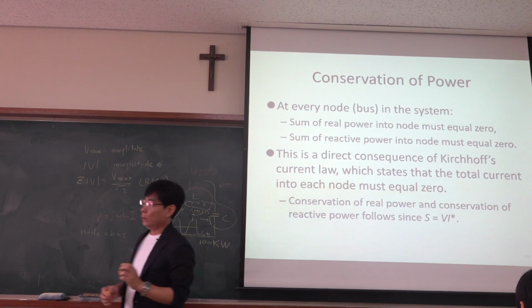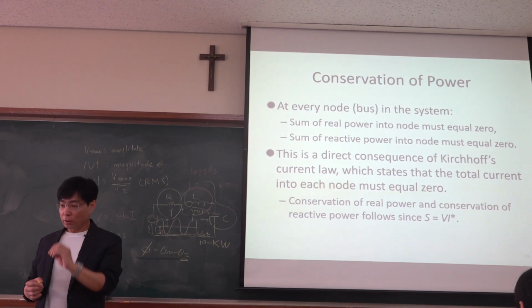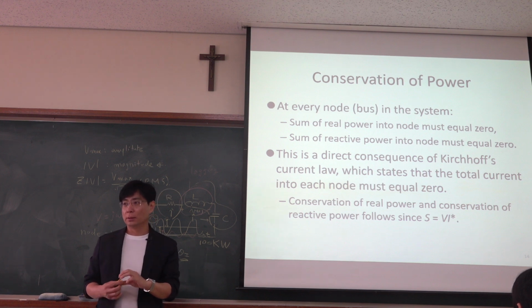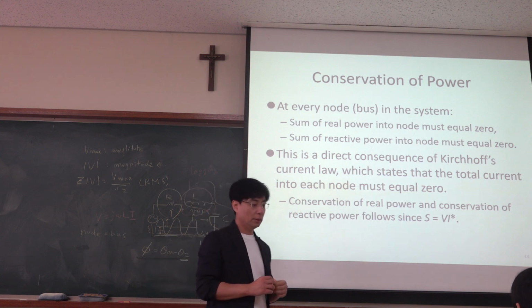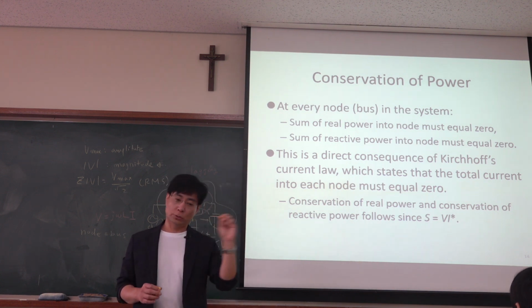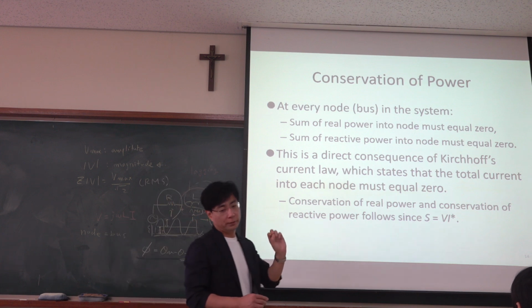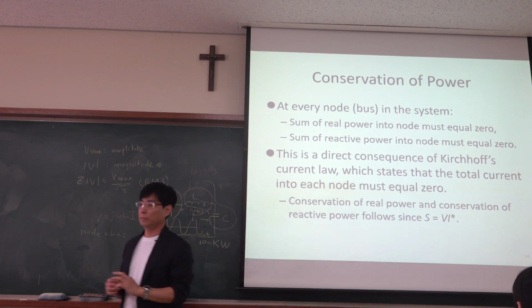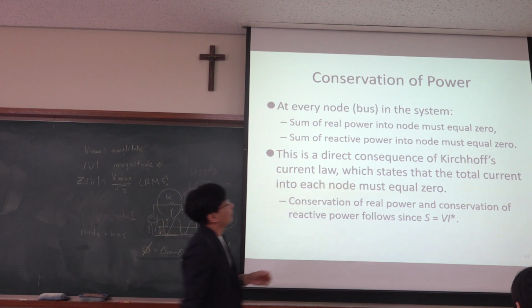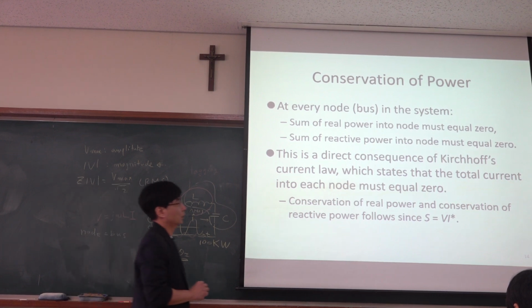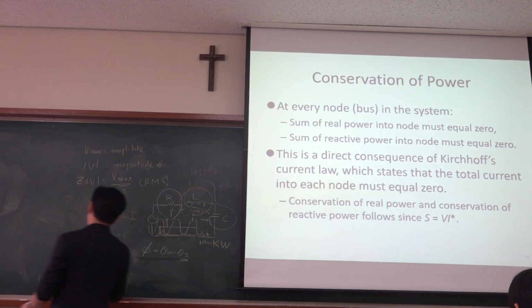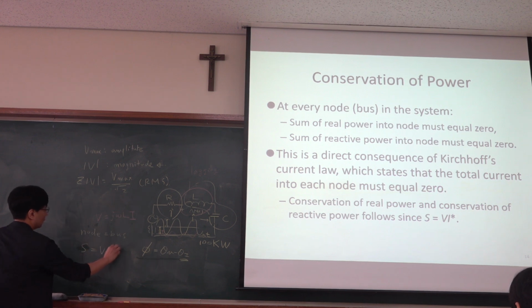And this can be directly derived from Kirchhoff's current law. Right? You are familiar with Kirchhoff's voltage law and Kirchhoff's current law. So this is just a direct consequence of Kirchhoff's current law. Because what is the definition of complex power? It is V times I conjugate. You need to use this definition again and again and again.